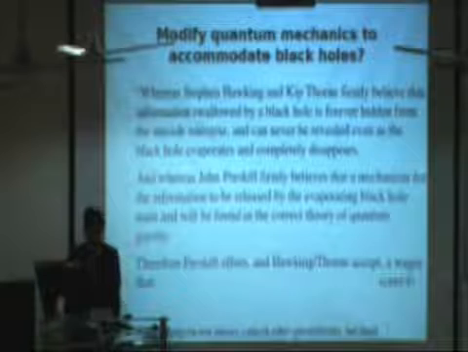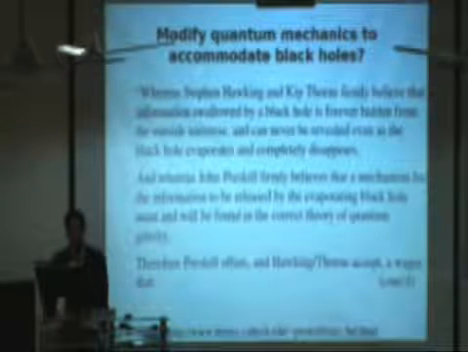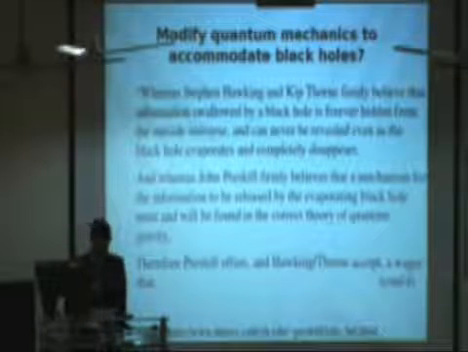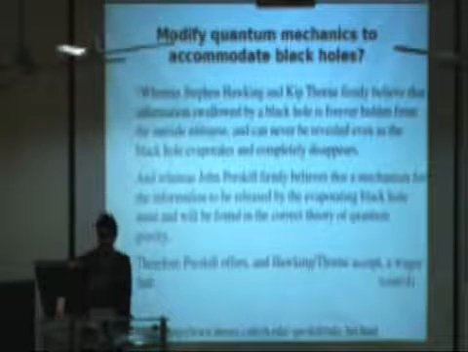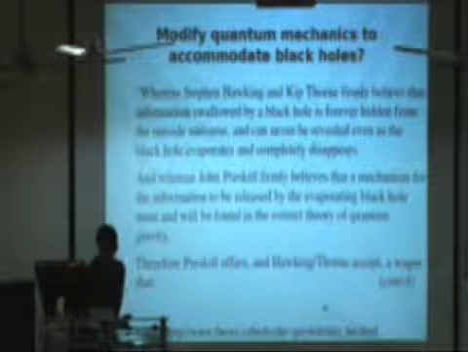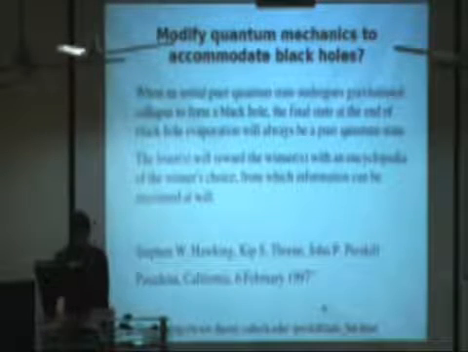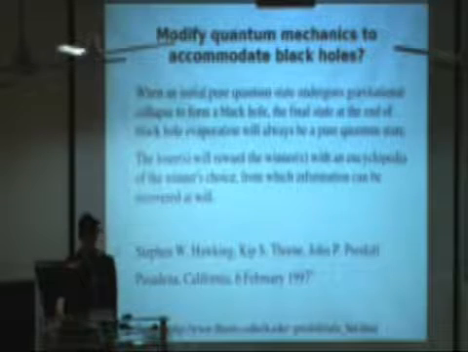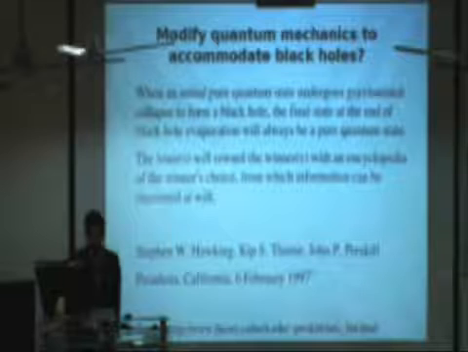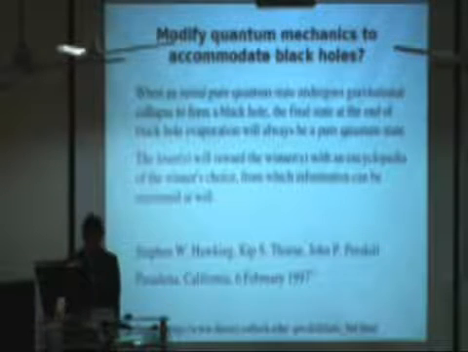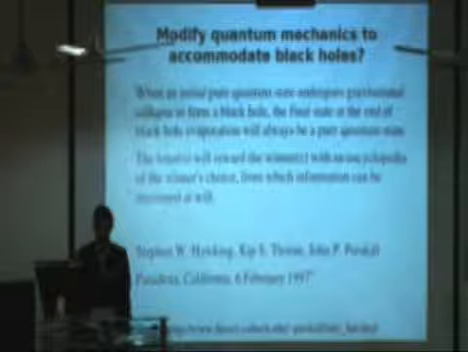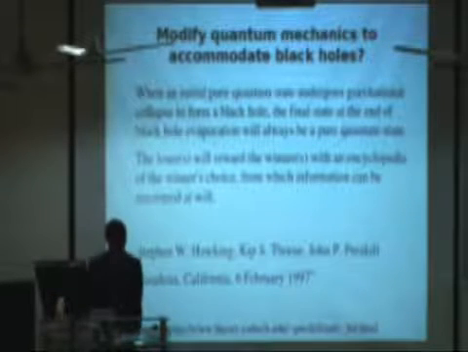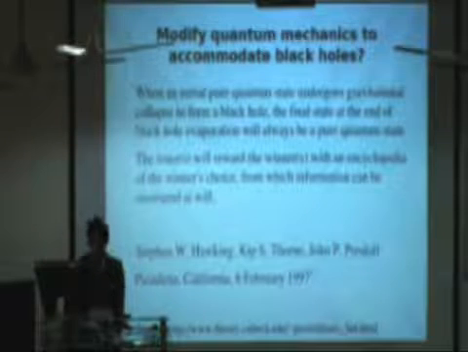And whereas John Preskill firmly believes that a mechanism for the information to be released by the evaporating black hole must and will be found in the quantum theory of gravity. Therefore, Preskill offers, and Hawking/Thorne accept a wager that when an initial pure state undergoes gravitational collapse to form a black hole, the final state at the end of black hole evaporation will always be a quantum state. And the loser will reward the winner with an encyclopedia of the winner's choice, from which information can be recovered at will. And this bet was in 1997 at Caltech.